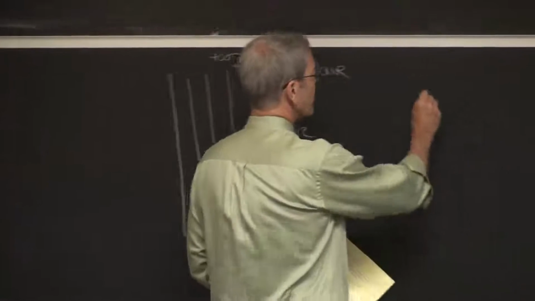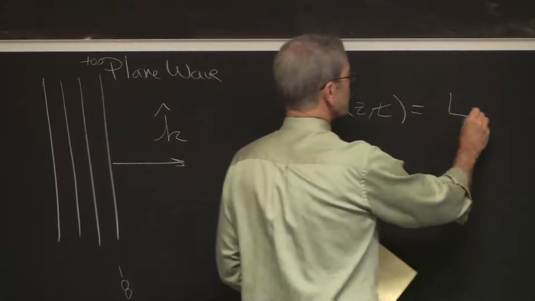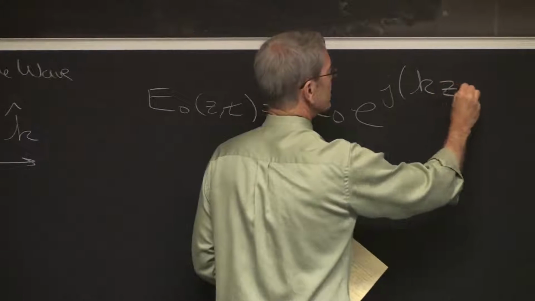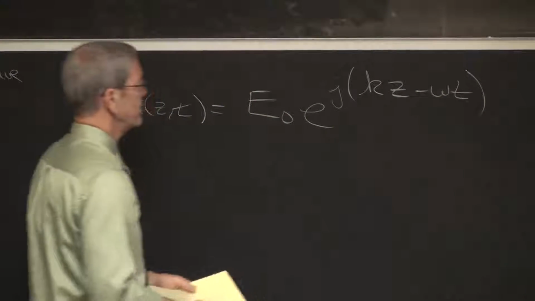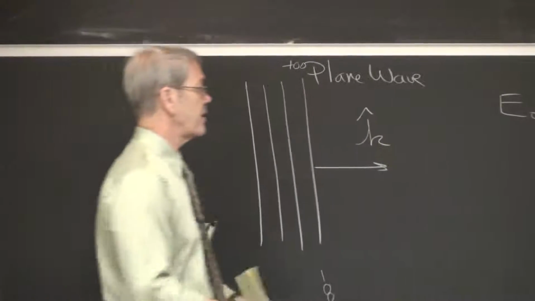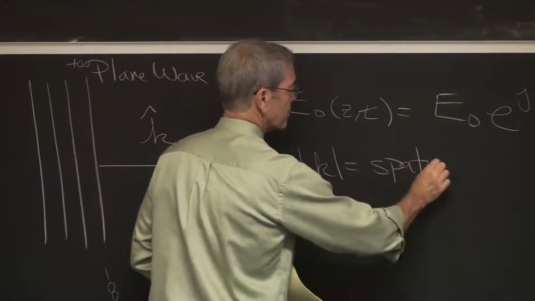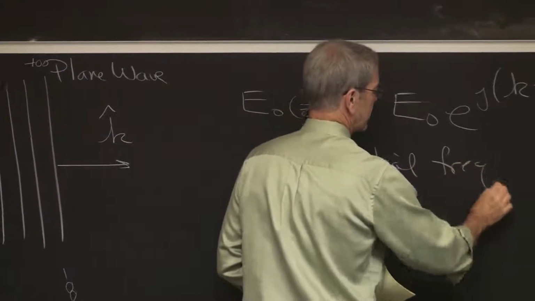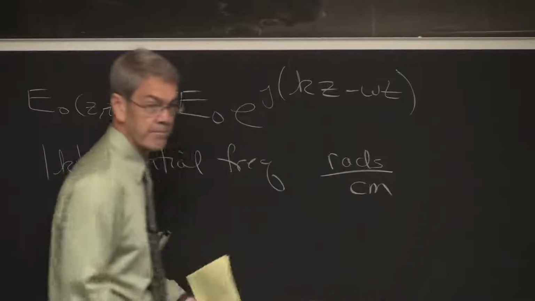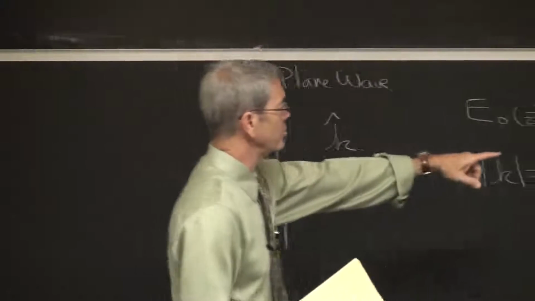And we describe this as traveling with an electric field amplitude, which looks like some amplitude, E to the j(kz minus omega t). K is a vector. K tells the direction, which way you're going. And the magnitude of k is basically a spatial frequency. It has units of radians per length, per centimeter, let's say. So it tells you how much phase is accumulated per unit length.